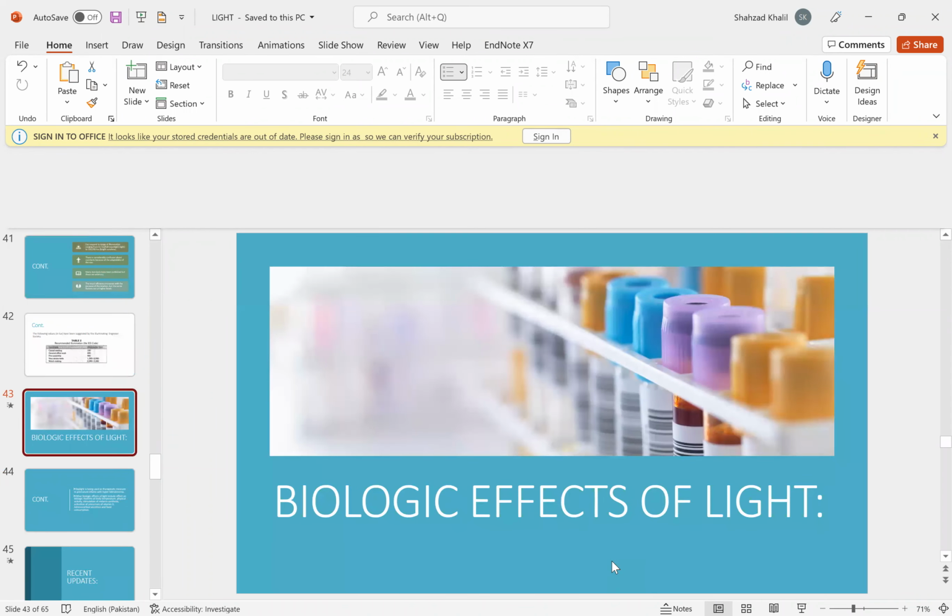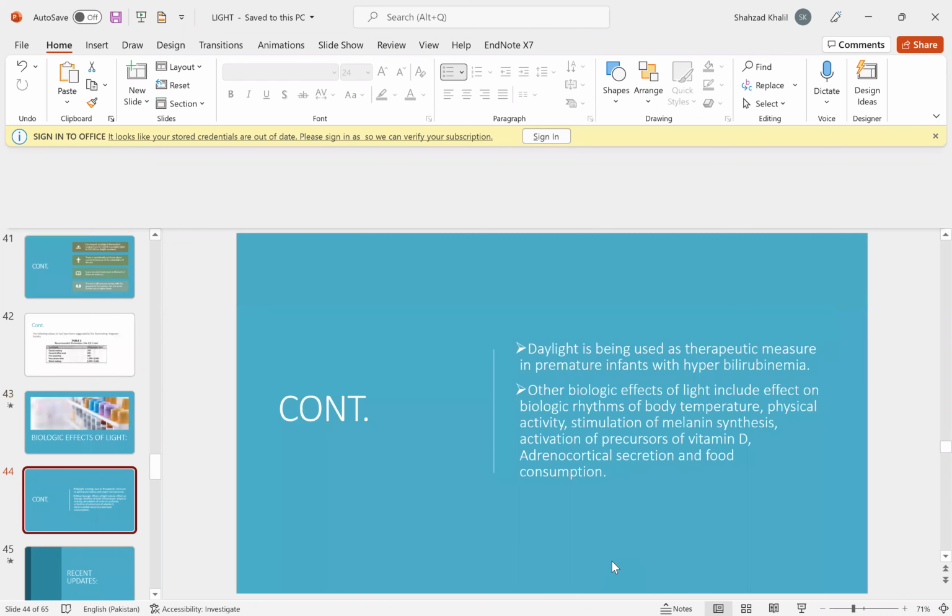Now moving towards the biological effects of light. Daylight is being used as a therapeutic measure in premature infants with hyperbilirubinemia. Other biological effects of light include effects on the biologic rhythms of body temperature, physical activity, stimulation of melanin synthesis, activation of precursors of vitamin D, adrenocortical secretions, and food consumption.